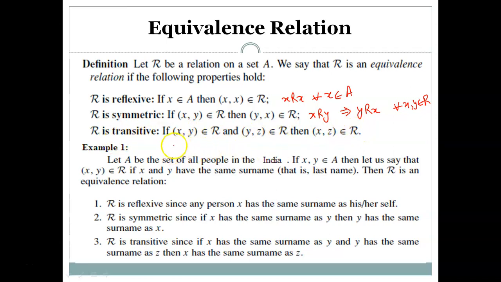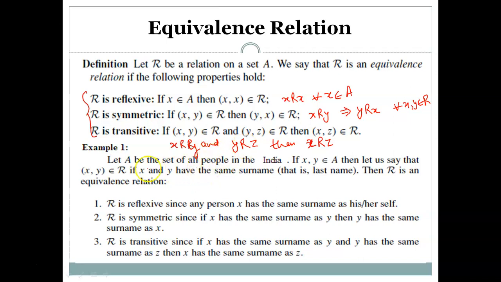This situation can be put in another form: if x is related to y and y is related to z, then x is related to z. Such a property is called transitive property, and if this property holds, then R is transitive. So if these three properties hold in a relation R, then we say that relation is an equivalence relation.